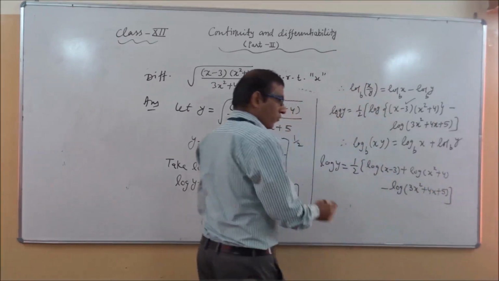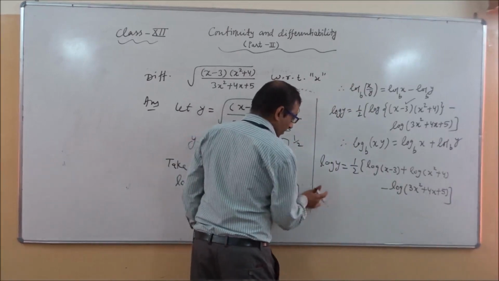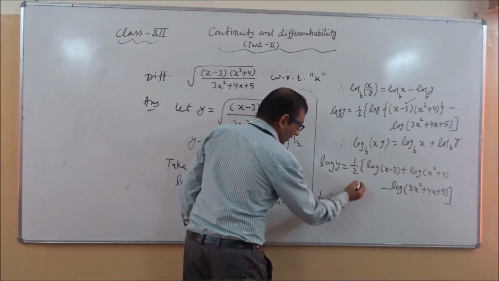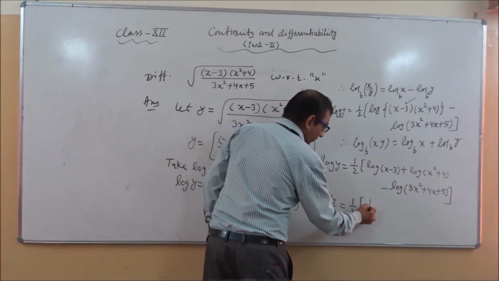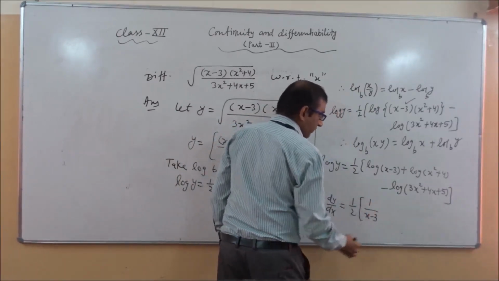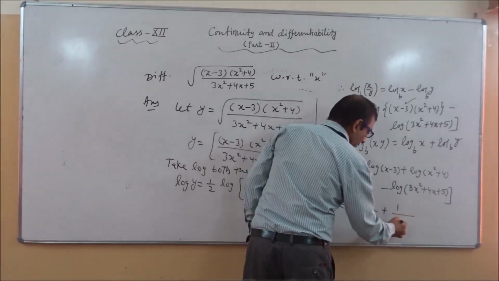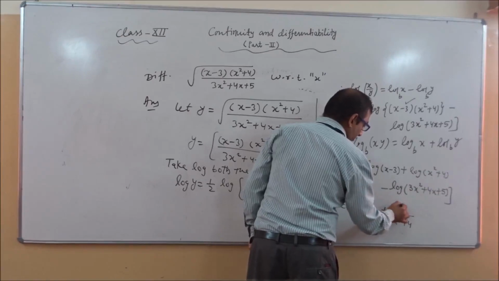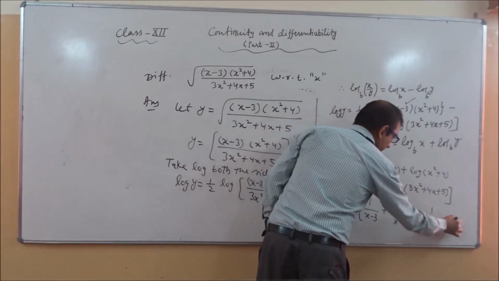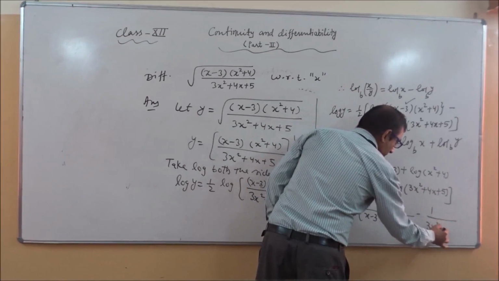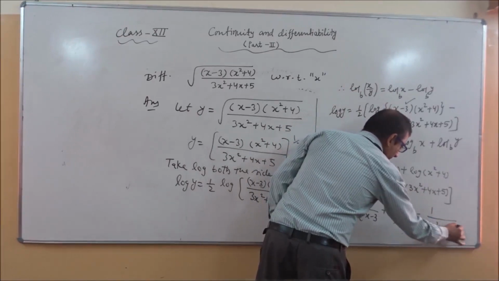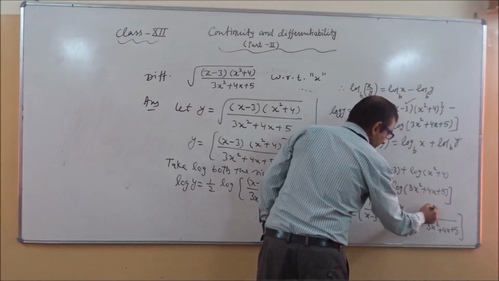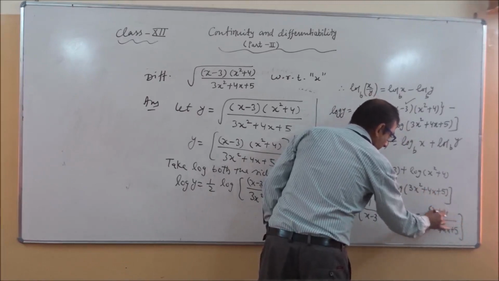Now we have to differentiate this equation. The derivative of log y is 1 upon y times dy by dx, and the differentiation of the right hand side is 1 upon x minus 3, plus 1 upon x square plus 4 times the derivative of x square plus 4, which is 2x, minus 1 upon 3x square plus 4x plus 5 times the derivative of this quadratic polynomial, which is 6x plus 4.